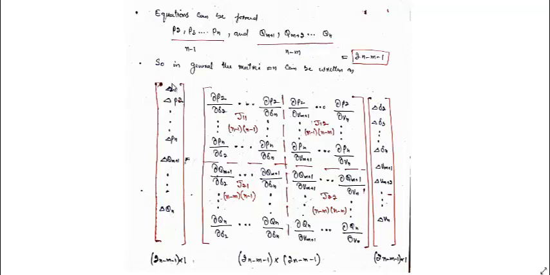You can see that from this point to this point they are n minus 1. From this point to this point they are n minus m. So the total order of this will be 2n minus m minus 1 cross 1. This will be the order of this.